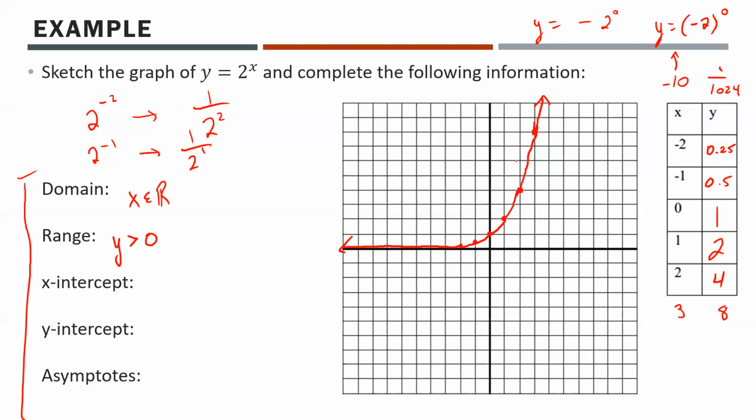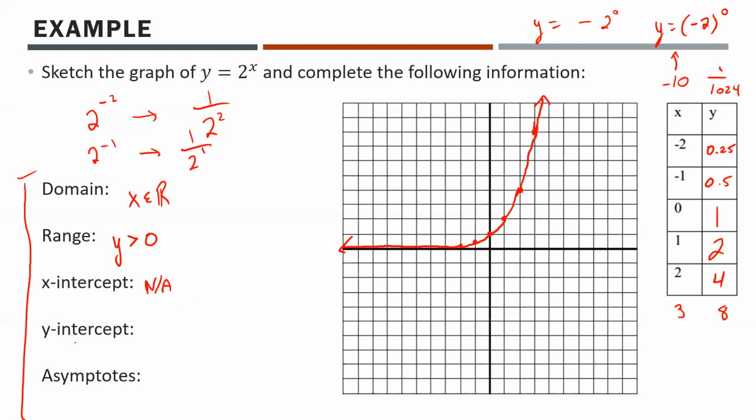Next one, x-intercept. Where do we cross our x-axis? Well, that's a trick question. We don't cross our x-axis. As I even said, we're going to get really close to it as we go closer to negative infinity, but there is no x-intercept, because you're never actually going to touch that x-axis. You're going to get really close, but you're not actually going to get there.